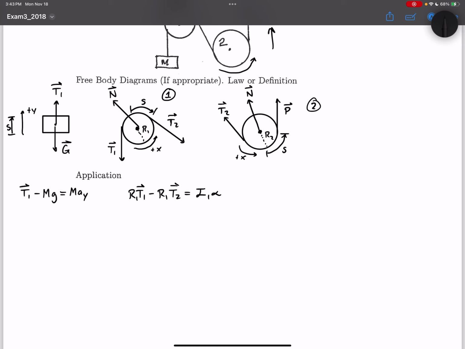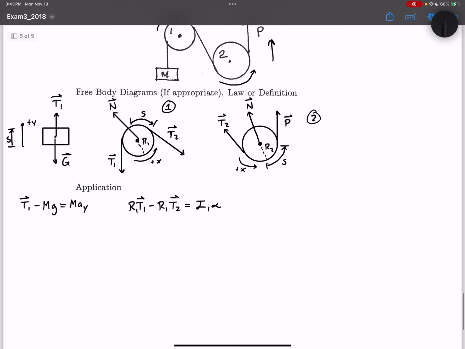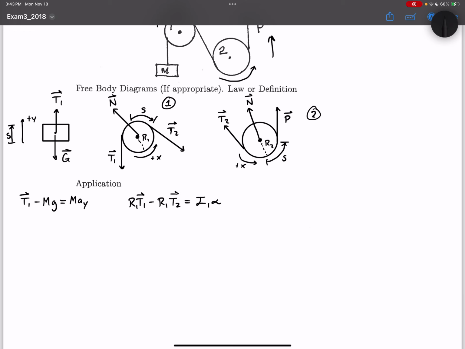I1 alpha, because the moment of inertia for the first pulley is I sub 1. Pulley 2 is going to have R2 times P. Since P is making it want to rotate in the counterclockwise direction, it's going to be positive. And since tension force 2 is wanting to make it rotate in the clockwise direction, it's going to be negative. So we have R2 times T2, and that's going to be equal to moment of inertia sub 2 times alpha.